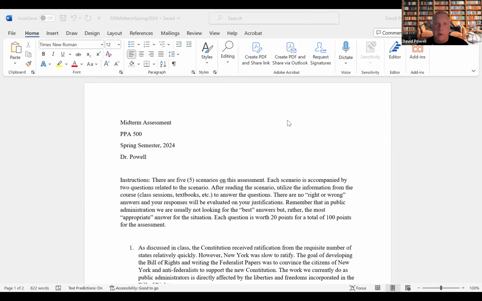Once we're done talking about the midterm assessment, then we'll move into our substantive material for the evening. That material looks primarily at the scope of government and comparing public sector to private sector. So we will go through some of the similarities and differences between public and private organizations.